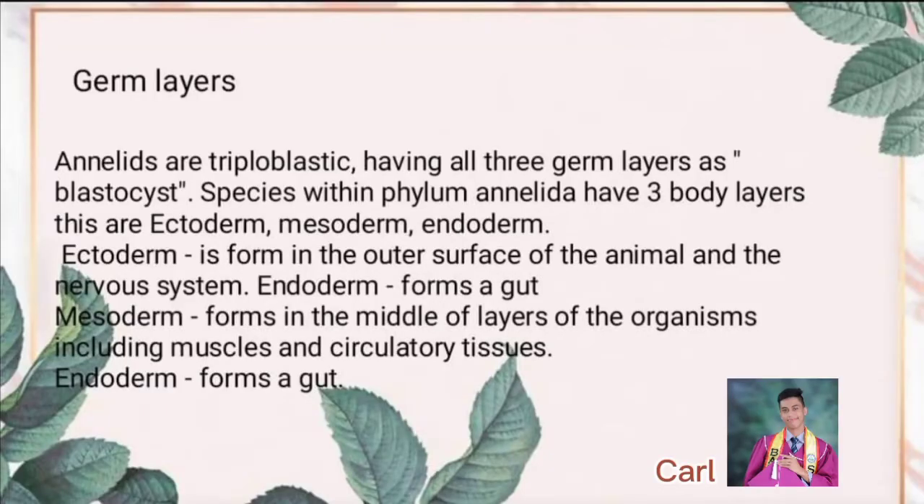The germ layers. Annelids are triploblastic, having all 3 germ layers. Species within Phylum Annelida have 3 body layers: the ectoderm, the mesoderm, and the endoderm. Ectoderm forms the outer surface of the animal and the nervous system. Mesoderm forms in the middle layer of the organism, including muscle and circulatory tissues. Endoderm forms the gut.